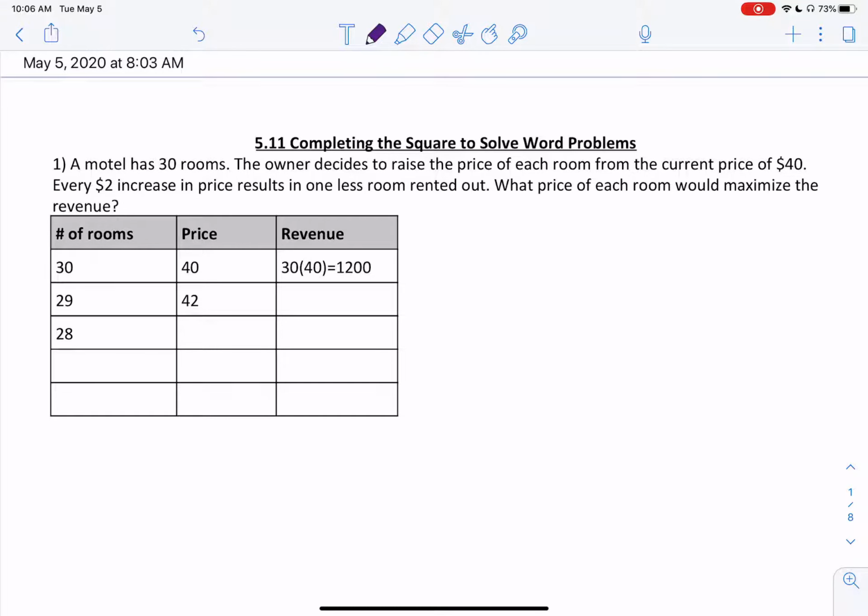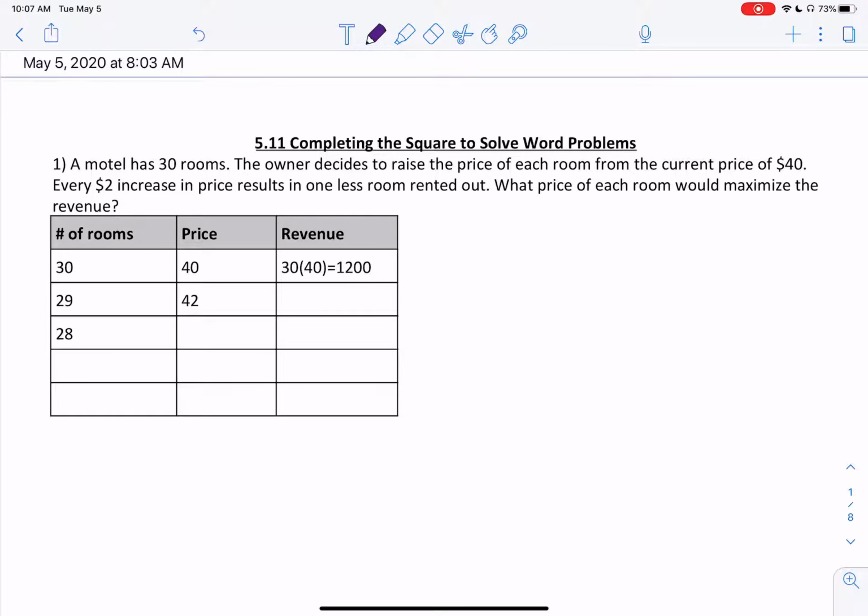We are going to be continuing with our completing the square word problems, and we're going to finish our last type. So the last type of word problems are revenue word problems. And revenue word problems can be a little bit challenging to set up, but once we understand the setup, then they're very consistent on how to use them.